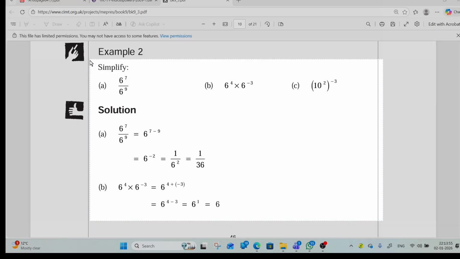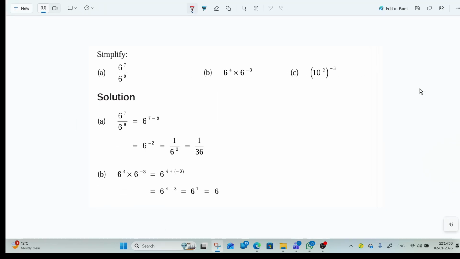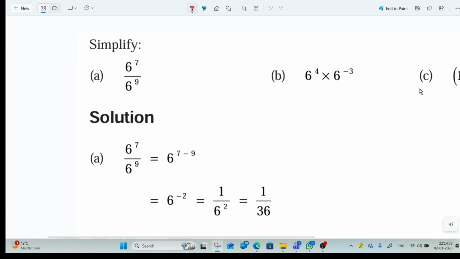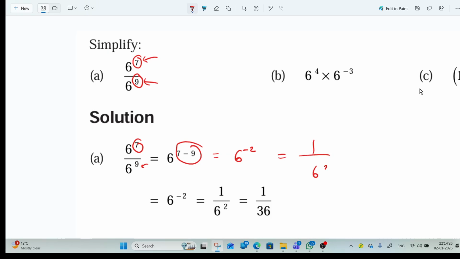So in this question, if you have 6 to the power 7 over 9, always remember you have to subtract these because they are in division, right? But you need to subtract the bottom one from the upper one. So you always do 7 minus 9. You will subtract 9 from 7, okay? Because you will get a negative answer here, right? 6 to the power negative 2, which is 1 over 6 square, right? This is negative, but as you write 1 over, this becomes positive. For example, 3 to the power negative 4, you can write it as 1 over 3 to the power positive 4, right?